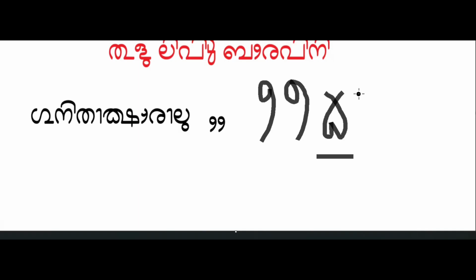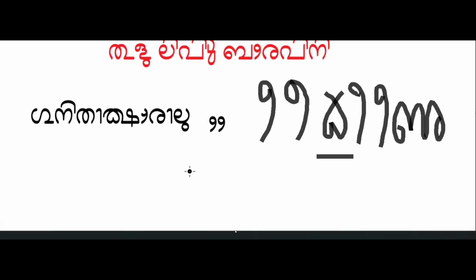Next, I. This is the symbol for I. Kai. Kai means hand. Jai, Nai, like this.